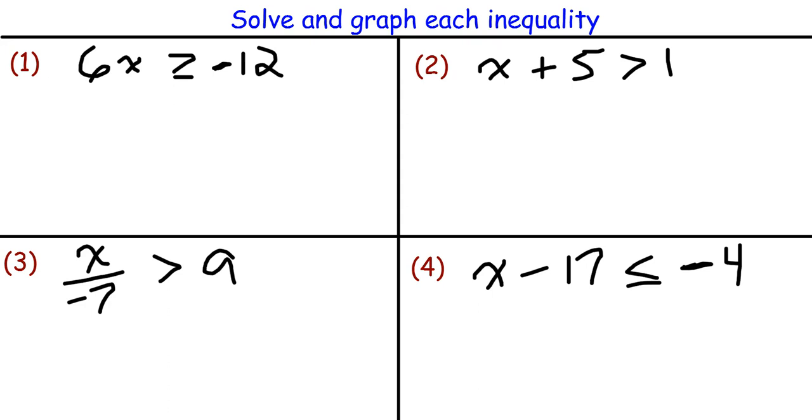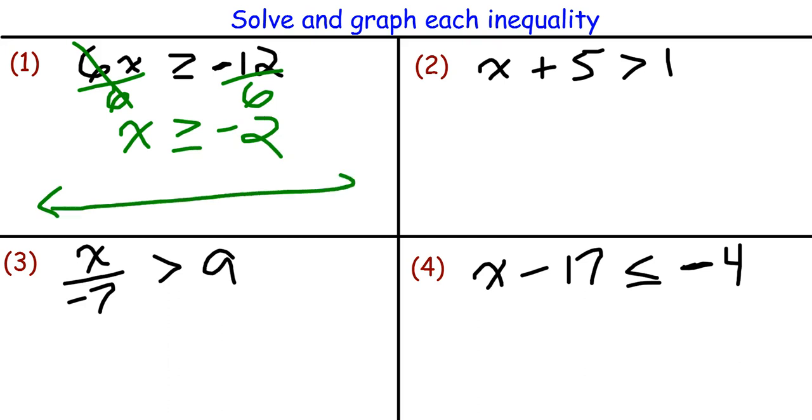So for the one in the upper left-hand corner, we need to divide by 6. 6x is greater than or equal to negative 12. We divide both sides by 6 to get x is greater than or equal to negative 2. Notice it doesn't change directions because it's divided by a positive 6. It's compared to negative 2.